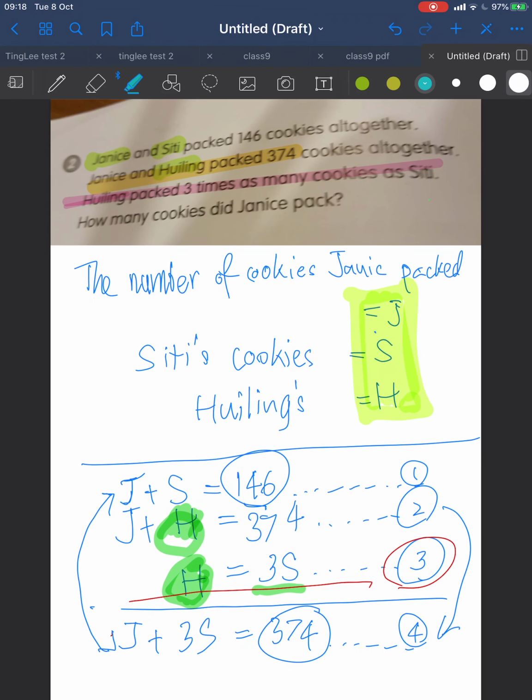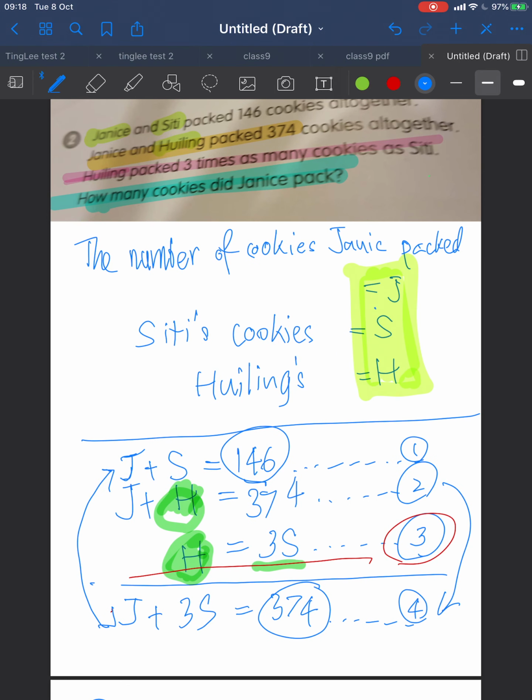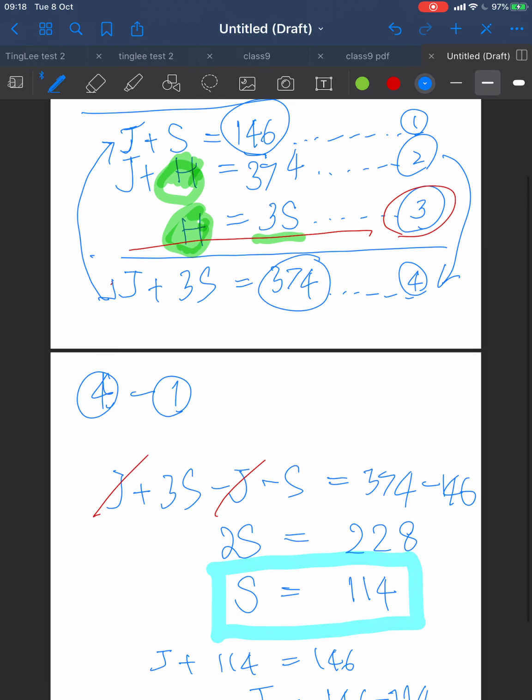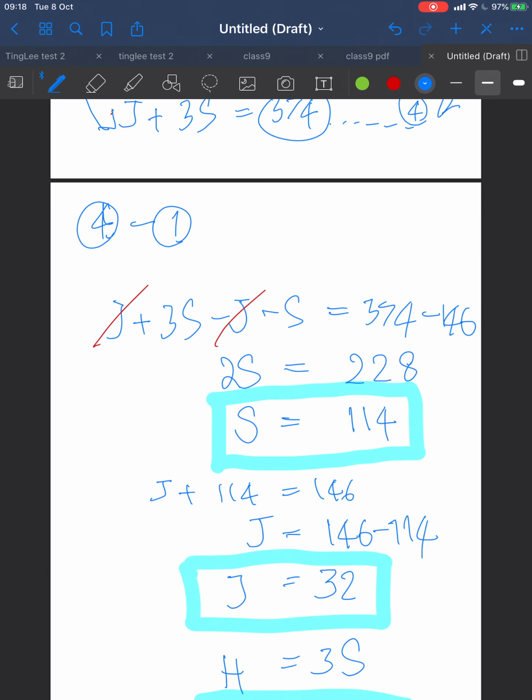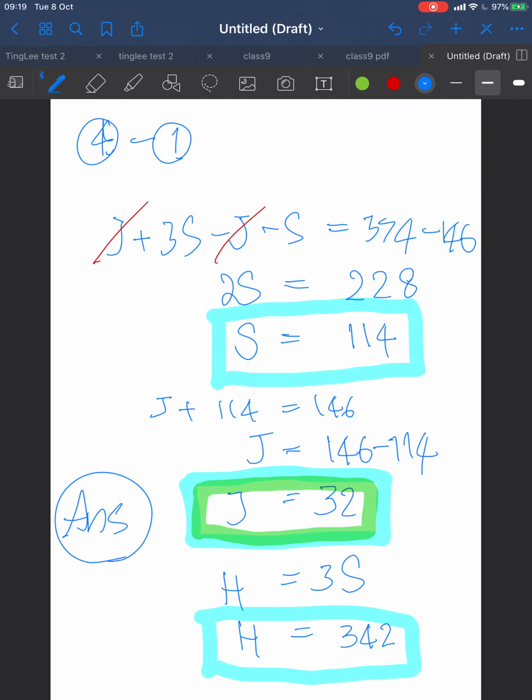But what does the question ask? How many cookies did Janice pack? Okay, how many cookies? It's J, so we're going to look for J. What is it? J is 32. So this is the answer. For the answer, we use green. This is your answer. A-N-S. Wow, it's easy, isn't it?